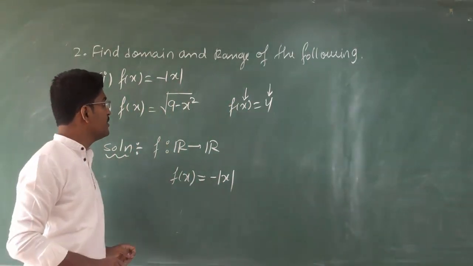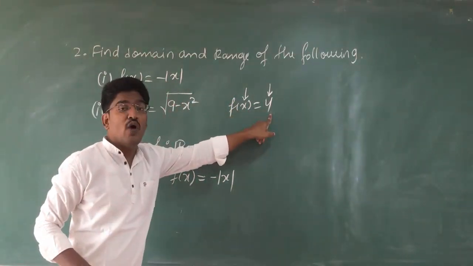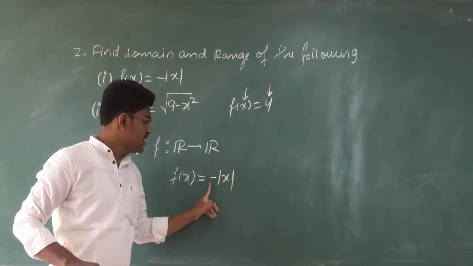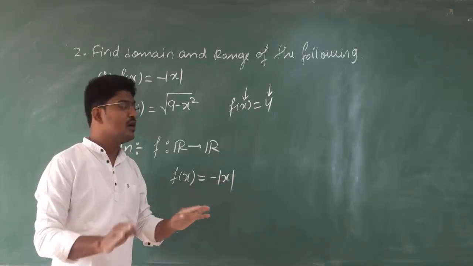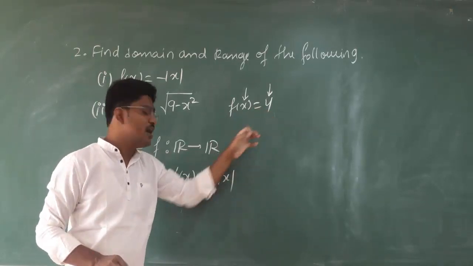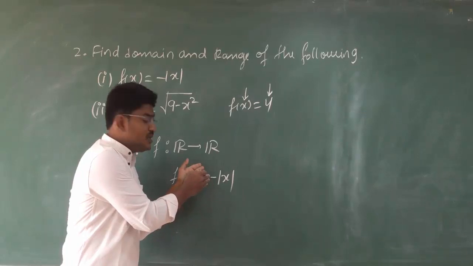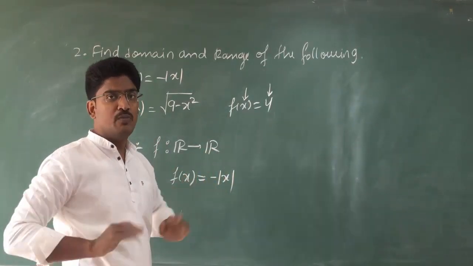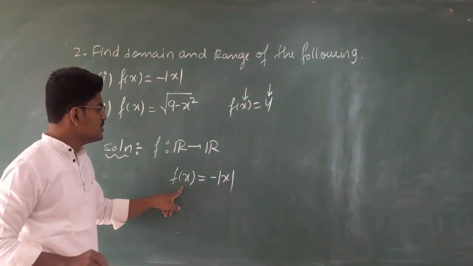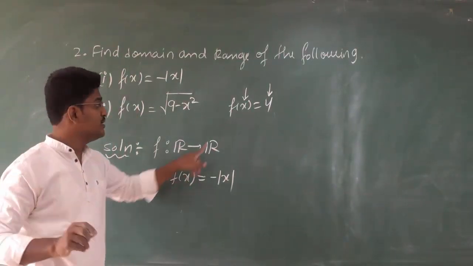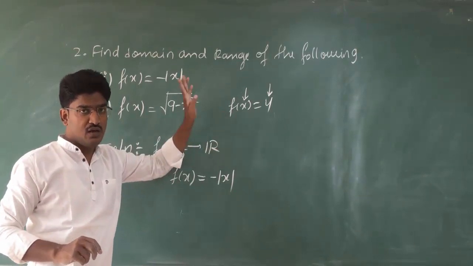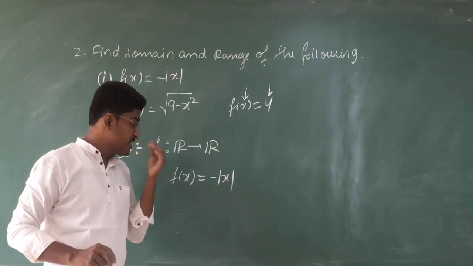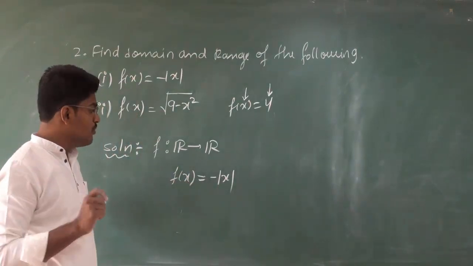So here the y value is minus of mod x. Don't worry, I am not going to write it as y. I am going to take it as minus of mod x and analyze it. No problem with it. So this is the given, but keep in mind this is the standard notation of function. So f of x equal to minus of mod x.